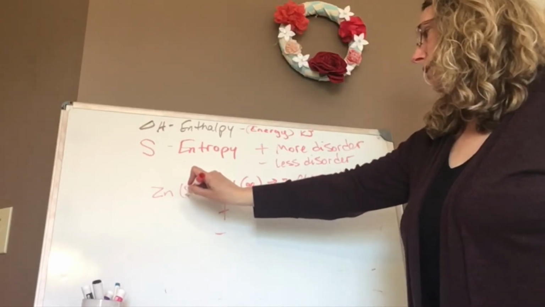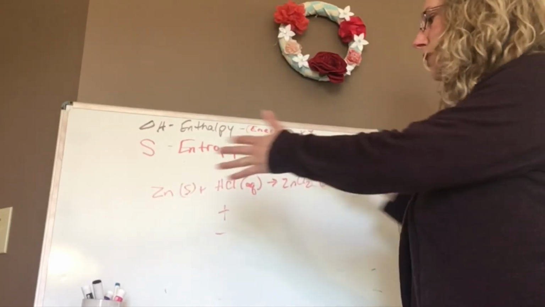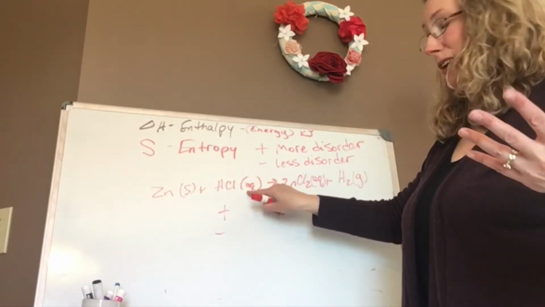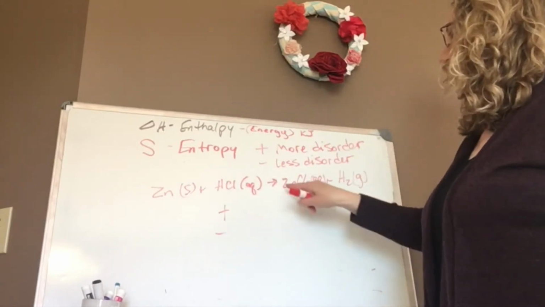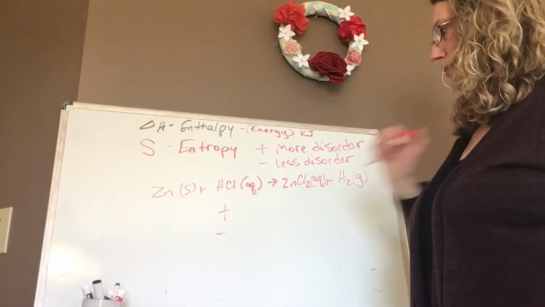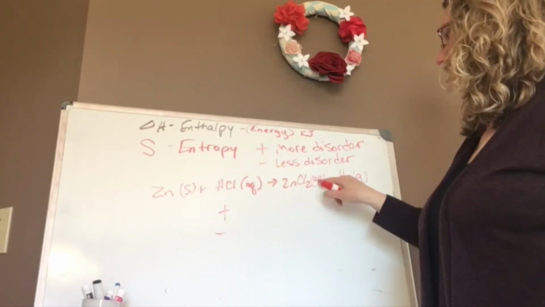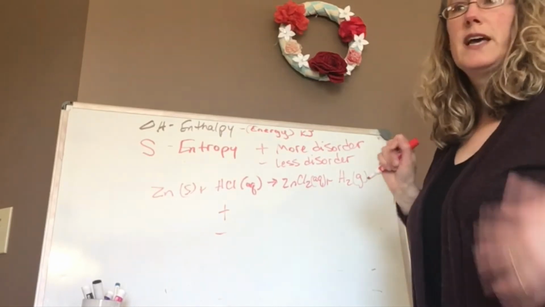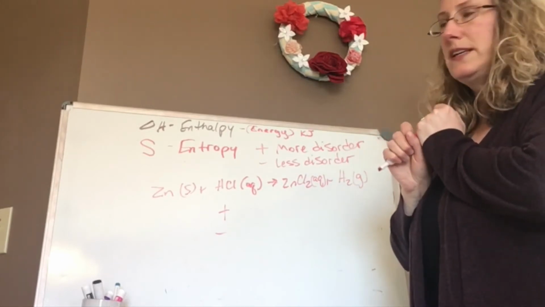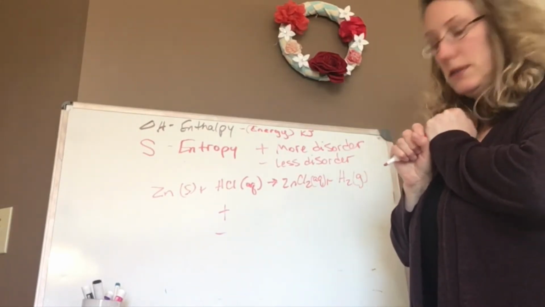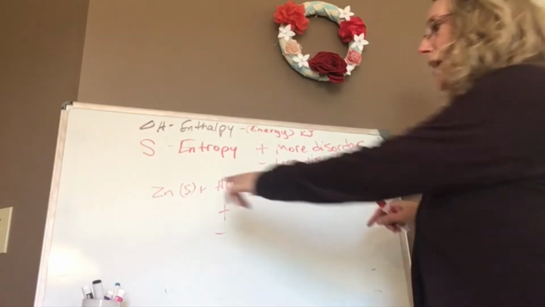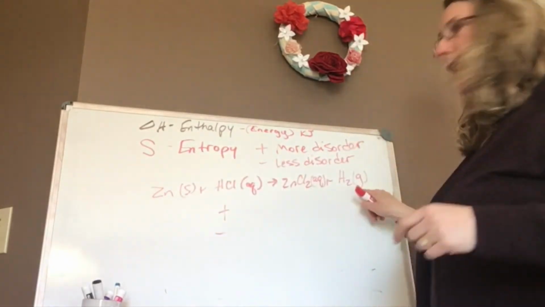So here I have 1 mole of a solid plus 1 mole of kind of a liquid, since aqueous is kind of like a liquid, turning into 1 mole of a liquid plus 1 mole of a gas. So I have a solid and a liquid turning into a liquid and a gas. Is that getting more disordered or less disordered? Who wants to take a guess? More, because solid is less disorder, gas is more disorder.